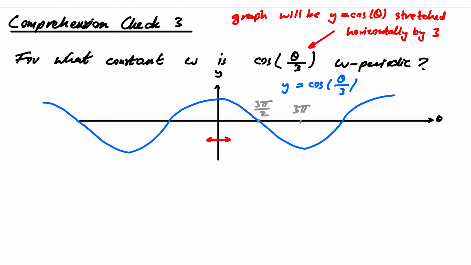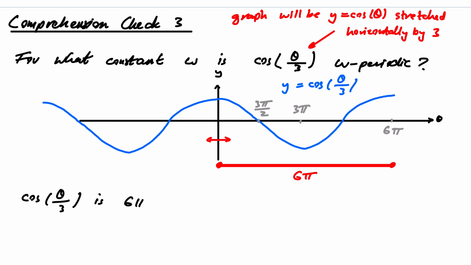Okay, so everything's kind of stretched out. Over here, this would normally be 2 pi, but now it's stretched out, so it's 6 pi. So what can I see? Well, from the picture, it's pretty clear that it's going to repeat itself in blocks of that length. And what's that length? Well, it's the usual length, but multiplied by 3, so it's 6 pi. So the conclusion is, let me just do this properly, cos of theta over 3 is 6 pi periodic.